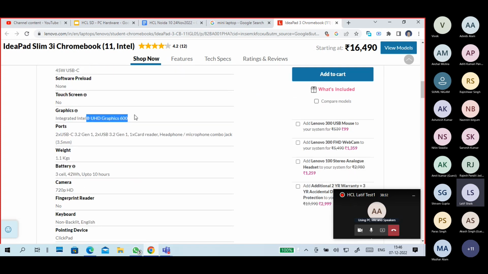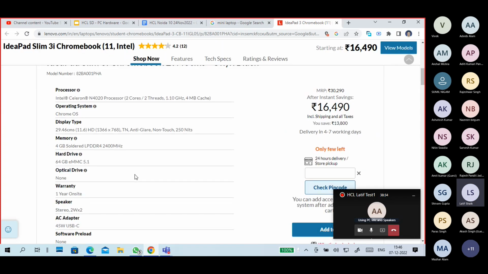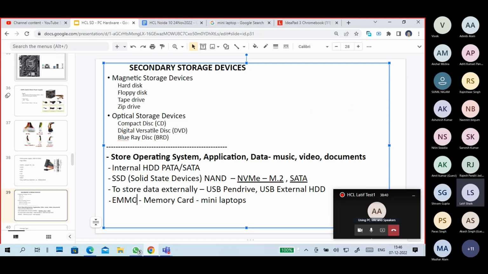Okay, so this is the internal graphics. So see, we have seen 64 GB eMMC storage. So it is built-in storage only, we cannot replace it, I think so. Okay. And different memory cards we are using, SD cards, right? 32 GB, 64 GB memory cards in different places, like for mobile phones or for cameras, different memory cards are there.